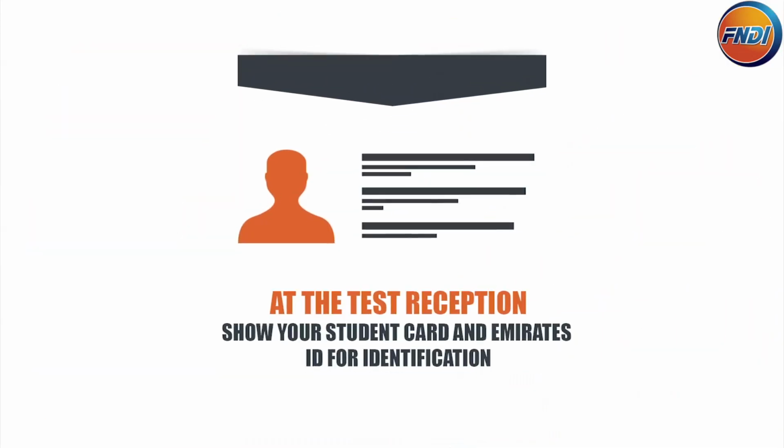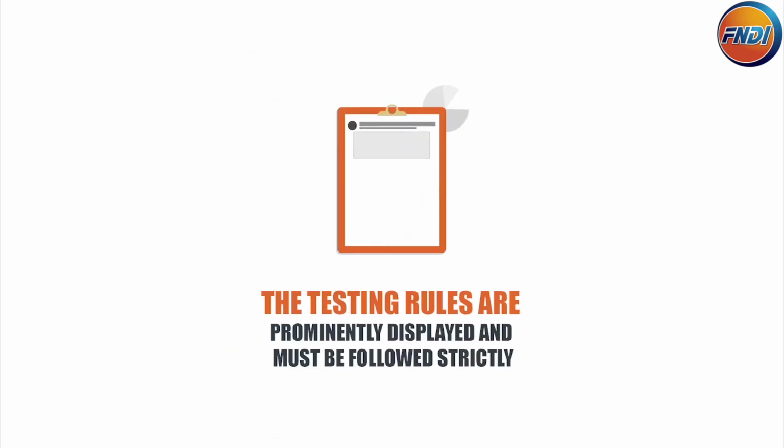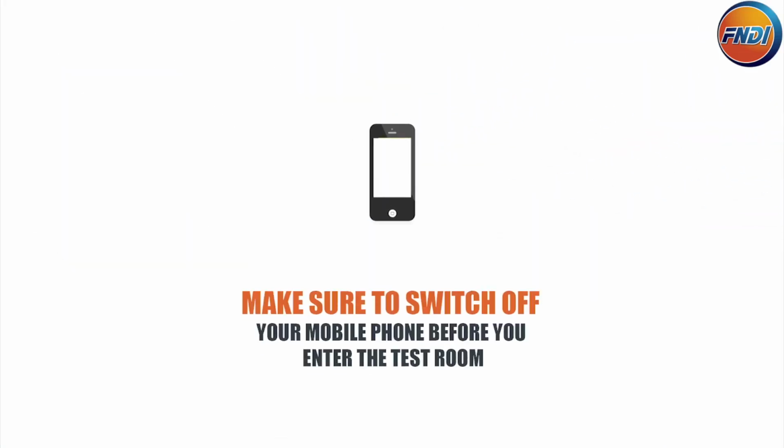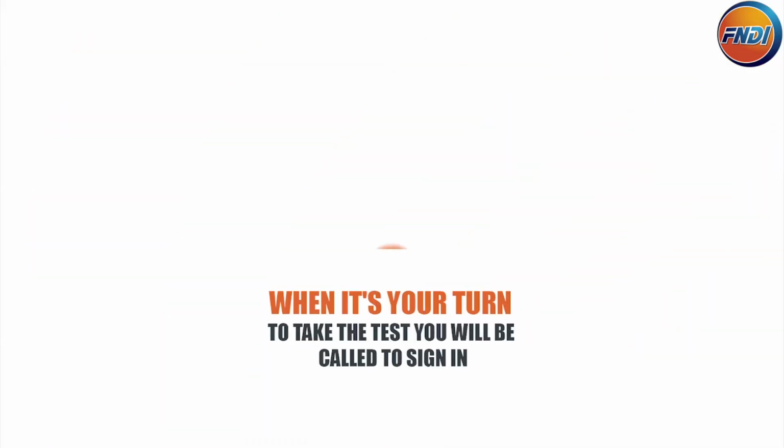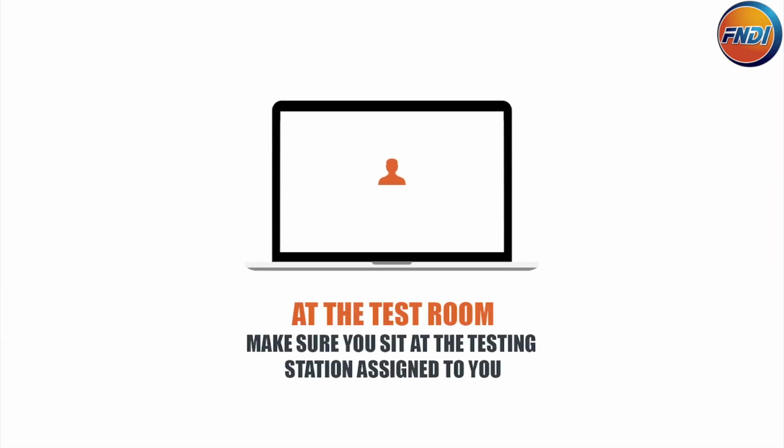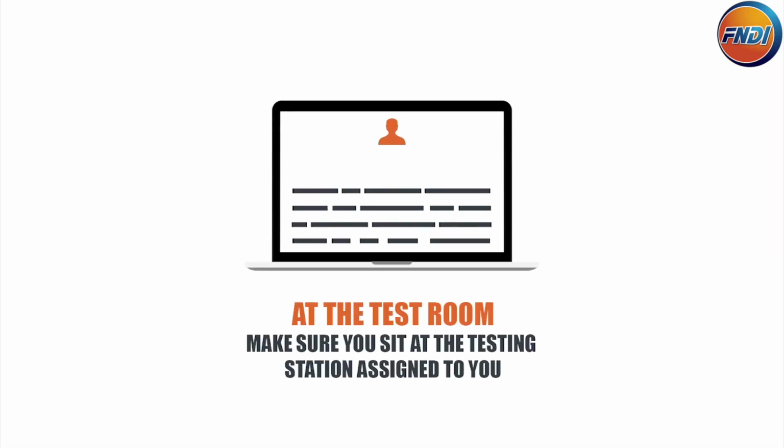At the test reception, show your student card and Emirates ID for identification. The testing rules are prominently displayed and must be followed strictly. Make sure to switch off your mobile phone before you enter the test room. When it's your turn to take the test, you will be called to sign in. At the test room, make sure you sit at the testing station assigned to you.